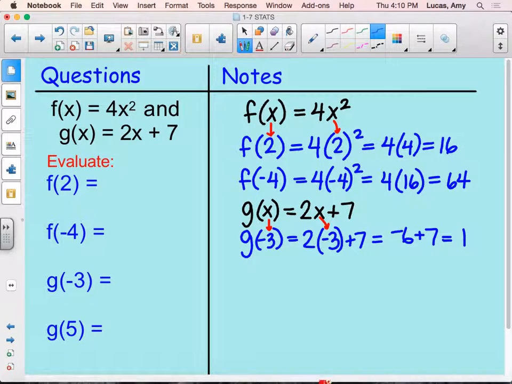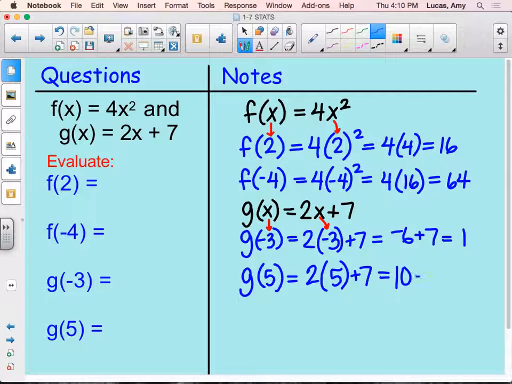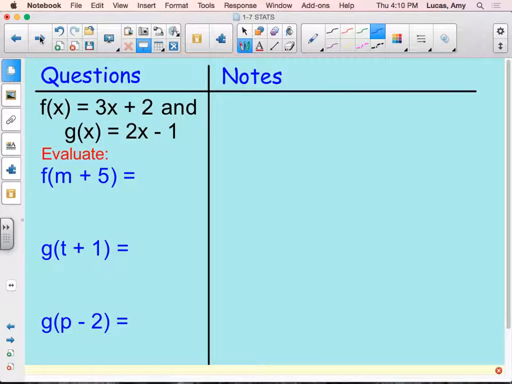And then the last one, g of 5. So now replace the x with a 5. 2 times 5 is 10. 10 plus 7 is 17. So these are the basics. These examples here, where we're plugging in just a number, a positive or negative number, these are the basics with function notation. So hopefully everybody's with me so far.